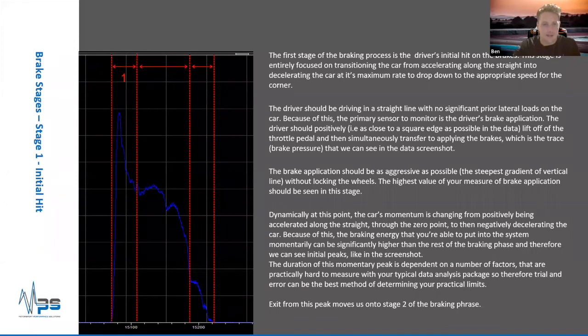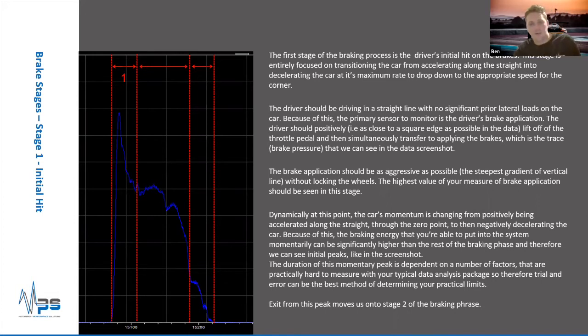The first one is stage 1 of the braking phase. We call this the initial hit. On the left, this is brake pressure data, and pressure is related to the driver's application of the pedal. In my experience, you don't get quite as much resolution, it's not quite as clear, but you would see something similar if you monitored the brake pedal position. Again, pressure is my preferred in this case, but if you can't measure pressure, it will be of reasonable benefit to monitor the brake pedal position.